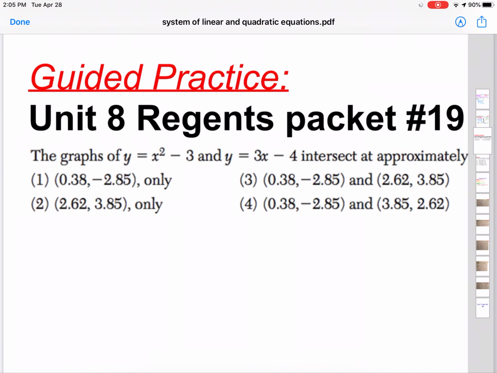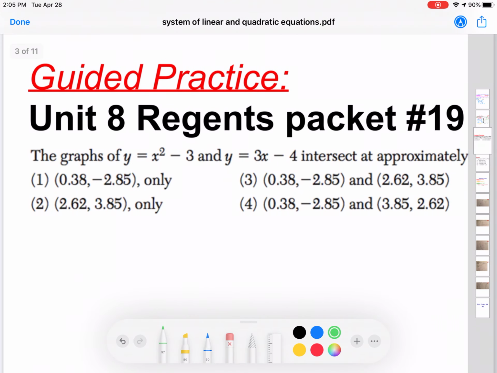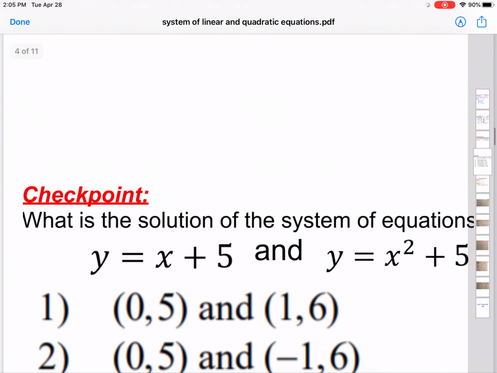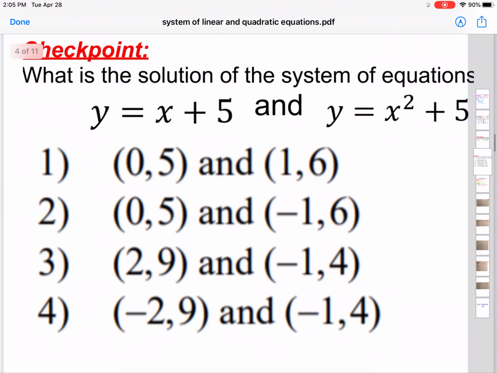So if we come back to our packet right here, we see that this is choice 3. Again, we knew right away that they crossed twice, so we could eliminate choice 1 and 2, and using that function in our calculator, we got choice 3. So let's go ahead and try our checkpoint. This one will be a little bit easier than the guided practice. Please right now go ahead and pause this video and then come back to check your work.